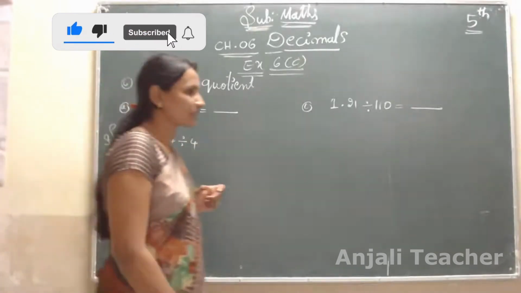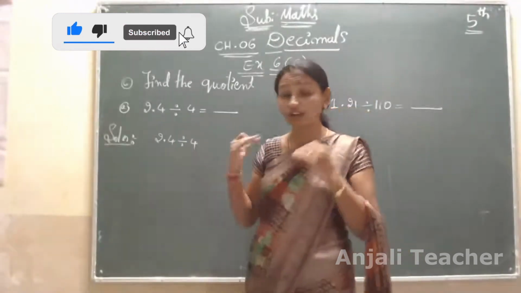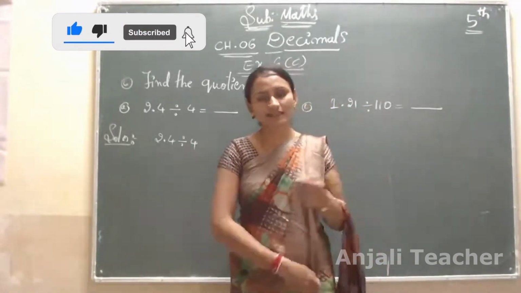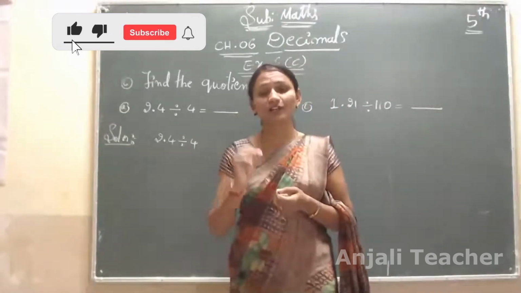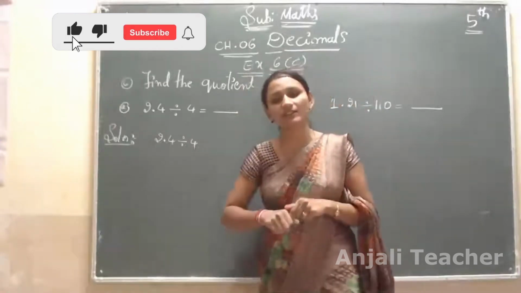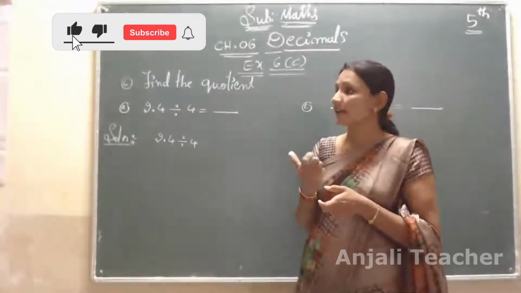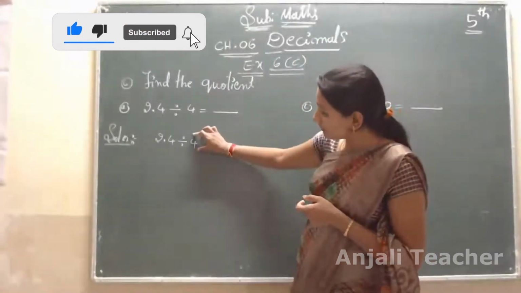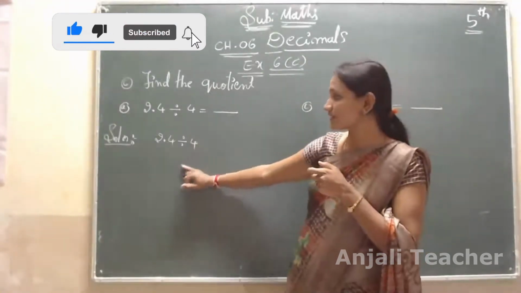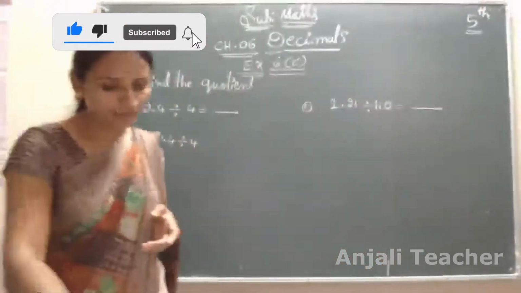Students, you can observe that 2.4 and 4, you have to compare which value is more. 4 is more, because 2.4 means only 2 and a bit, but this is a 4. So 2.4 is lesser, and 4 is the higher value. What is the name of the 4 in the division? This is the divisor. So 4 is the divisor, and 2.4 is the dividend.